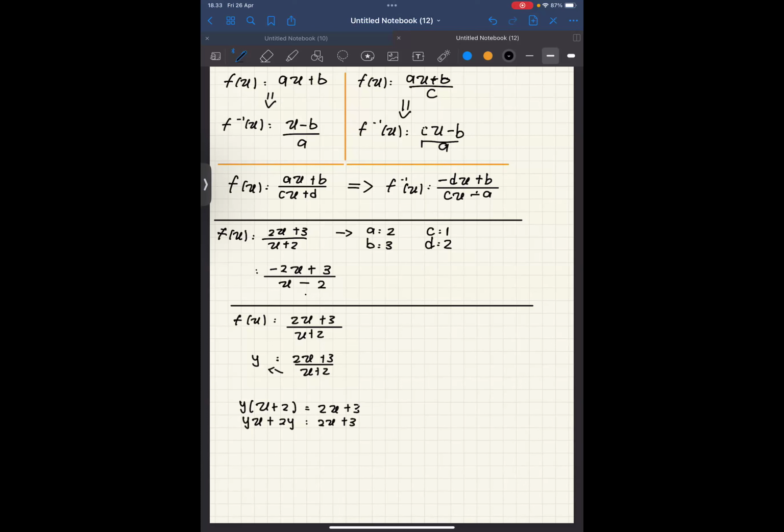For this one, we're just trying to move the x to the left side and the y to the right side. So we got yx minus 2x equals 3 minus 2y. Now we're trying to move the y here over to the right side. So you can write it as x multiplied by y minus 2 equals 3 minus 2y. So we're gonna move this y minus 2 to the right side. So x equals 3 minus 2y over y minus 2.